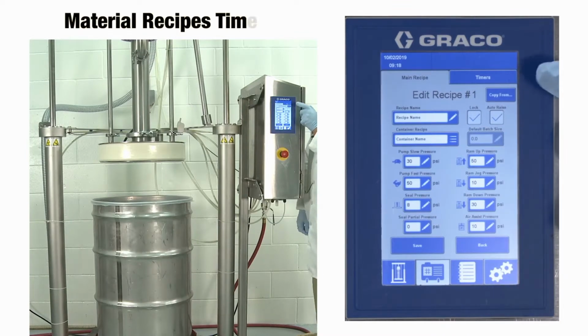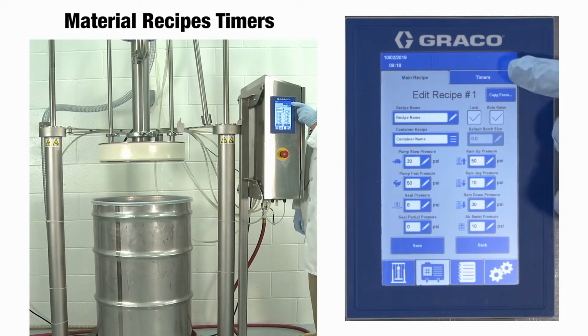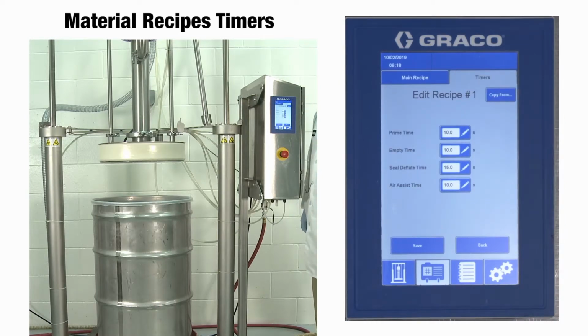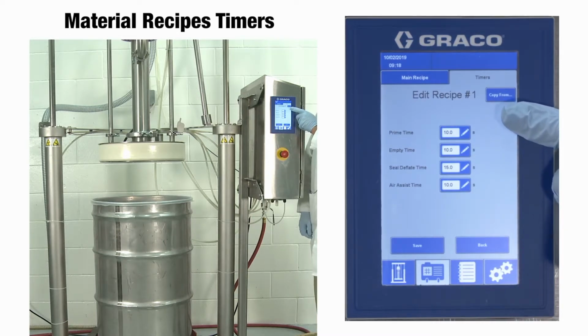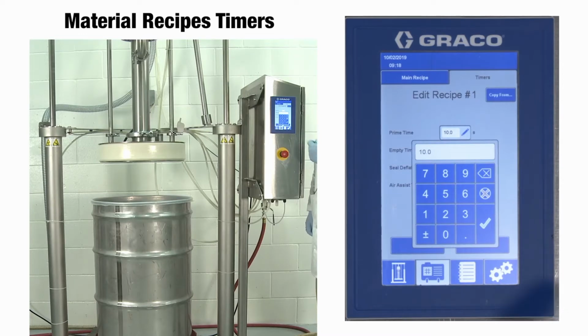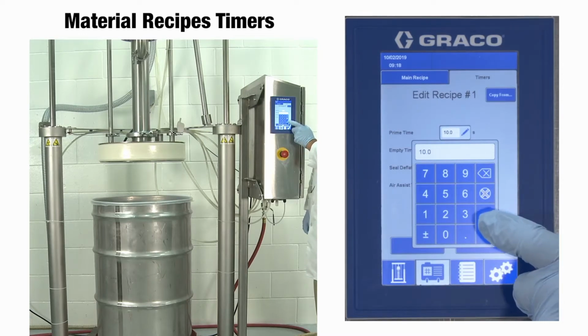Material recipes, timer screen. Timer screens allow the user to set the program times for pumping phases of the process. The prime time, in seconds, is used to achieve a prime on the material. The pump will operate at slow speed until the amount of time has elapsed, at which point it changes over to fast speed. The prime time in seconds, 10 seconds is listed as a default.